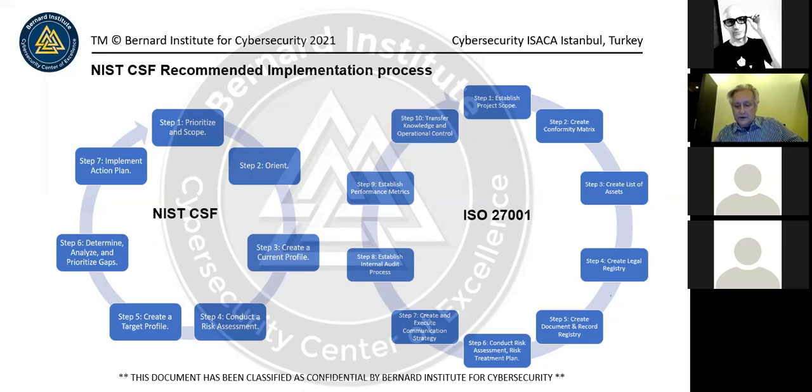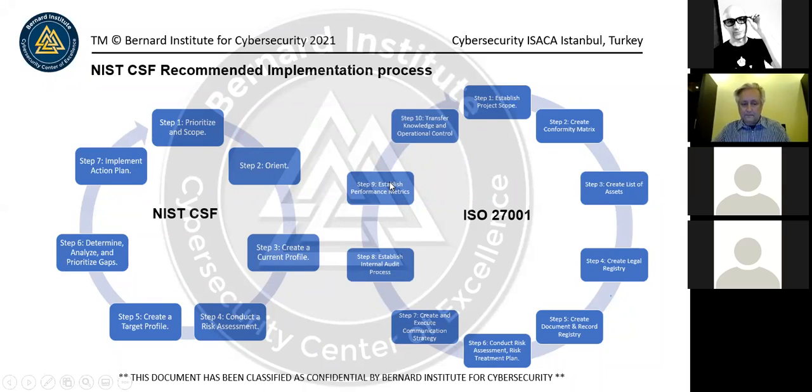You need to create a legal registry, because you need to have a good understanding. Your governance committee should know what your legal obligations are. And 9 out of 10 organizations that I start to work with at the beginning don't have this. So it's something that needs to be created almost for every organization. Conduct risk assessments, risk treatment plans, execute communication strategy, establish internal audit process.